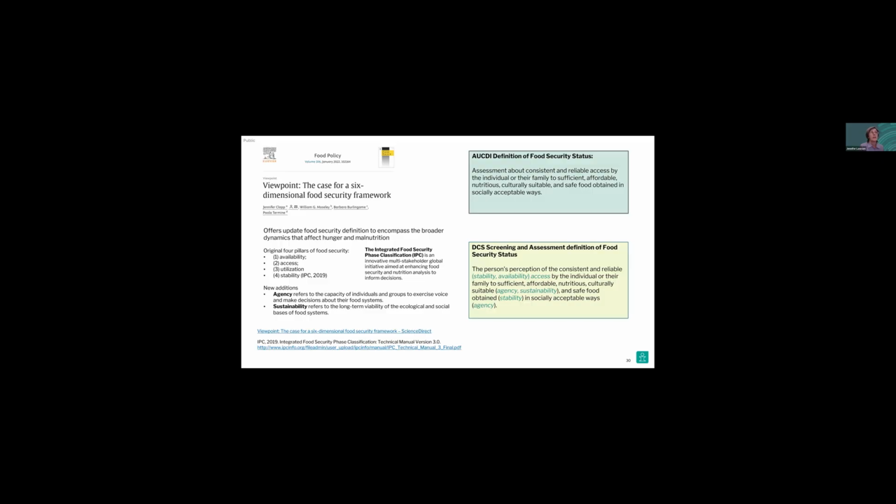The AUCDI definition reads as assessment about consistent and reliable access by the individual or their family to sufficient, affordable, nutritious, and culturally suitable and safe food obtained in socially acceptable ways. So, taken together, we have formed a draft composite definition for food security status that maps these concepts and aligns with other definitions within our data content standard.